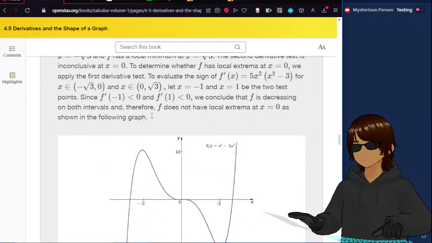Right? The derivative at -1 is less than 0. It's negative, but over here it is also negative, so this is not a local extremum.